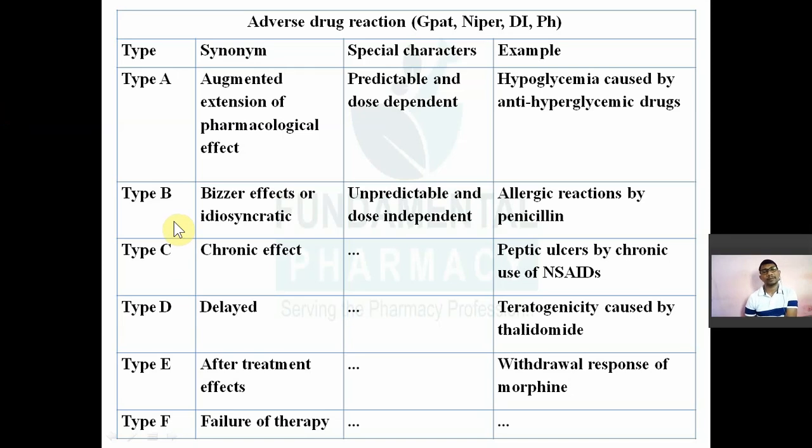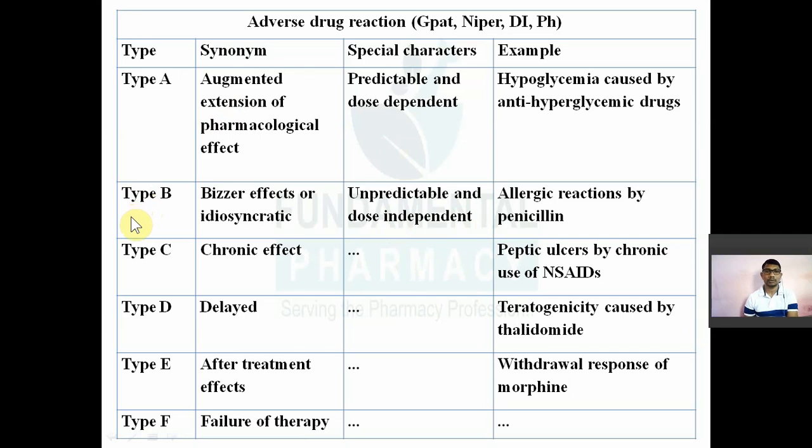Okay, clear? Now, type B adverse drug reactions are known as bizarre effect or idiosyncratic effect. Idiosyncratic means they are unpredictable. So type B adverse drug reactions are unpredictable and dose independent. It doesn't matter what the dose is; you can get a bizarre or idiosyncratic adverse effect even with 1 milligram, or with 10 milligram, it doesn't matter. So type A is dose dependent, type B is dose independent and unpredictable.